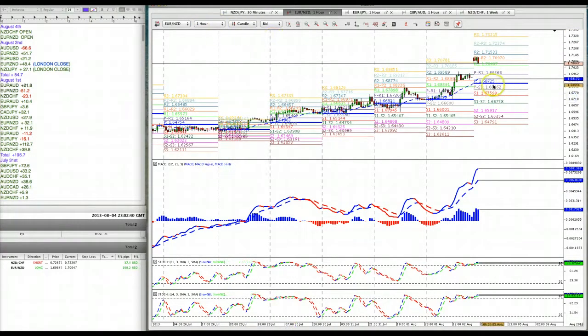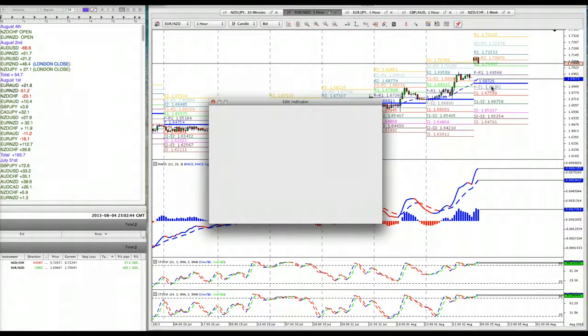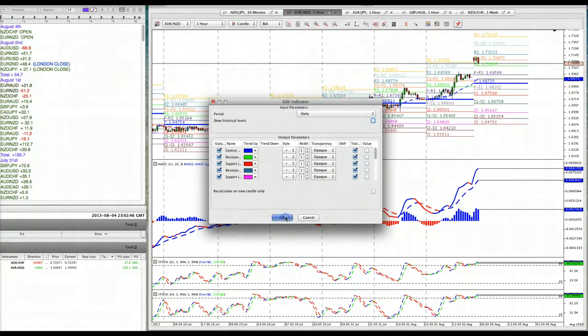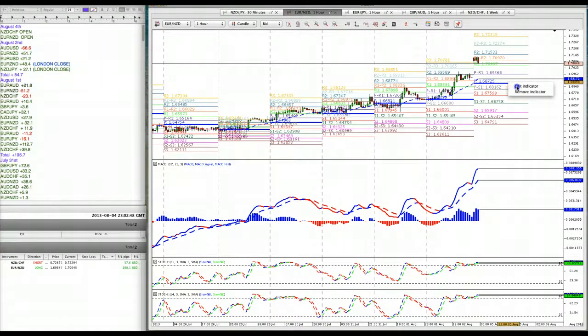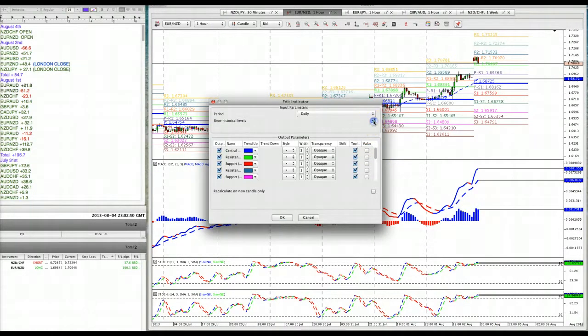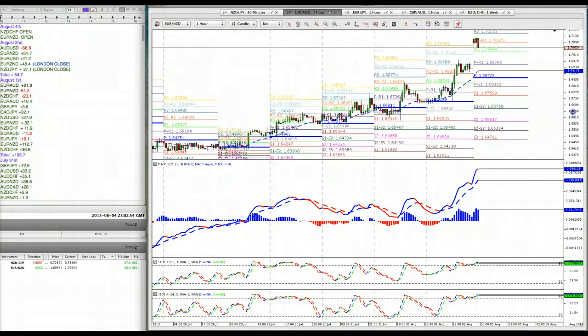And let me just take off the histogram. So what we do is, essentially what we're looking for is, let me just remove this. Let me see if I can, for some reason it won't come off.